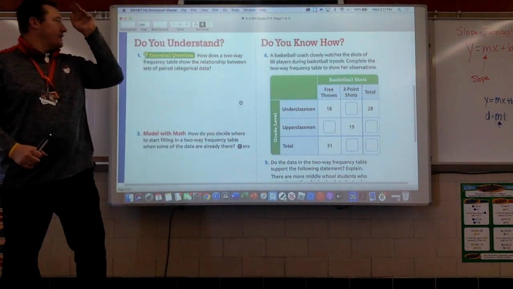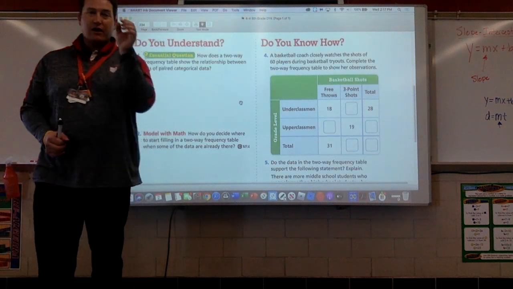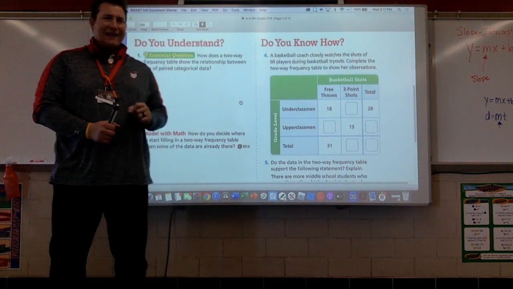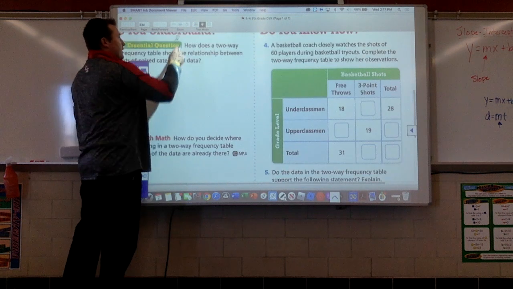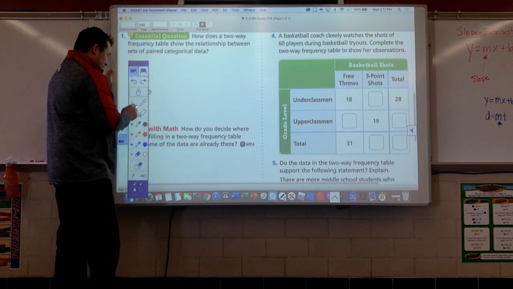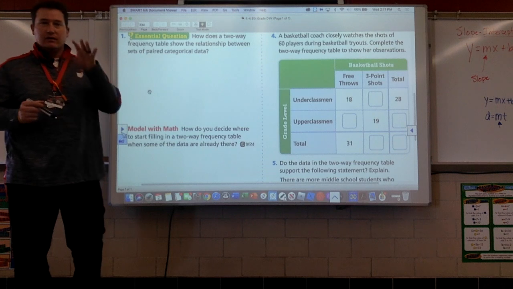How does a two-way table show me the relationship between paired categorical data? Ooh, a lot going on there. Folks, here's what we're going to say. First off, what is a two-way table made up of?